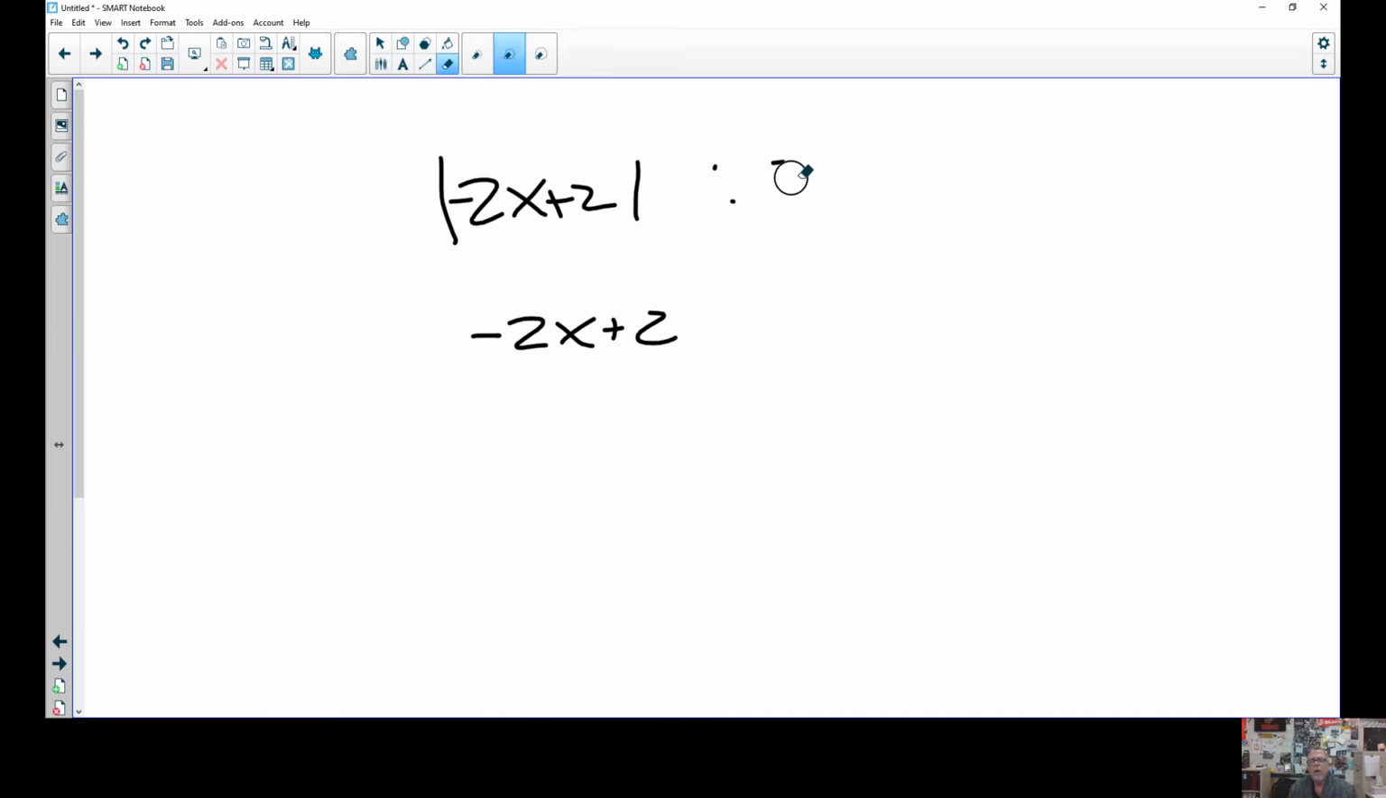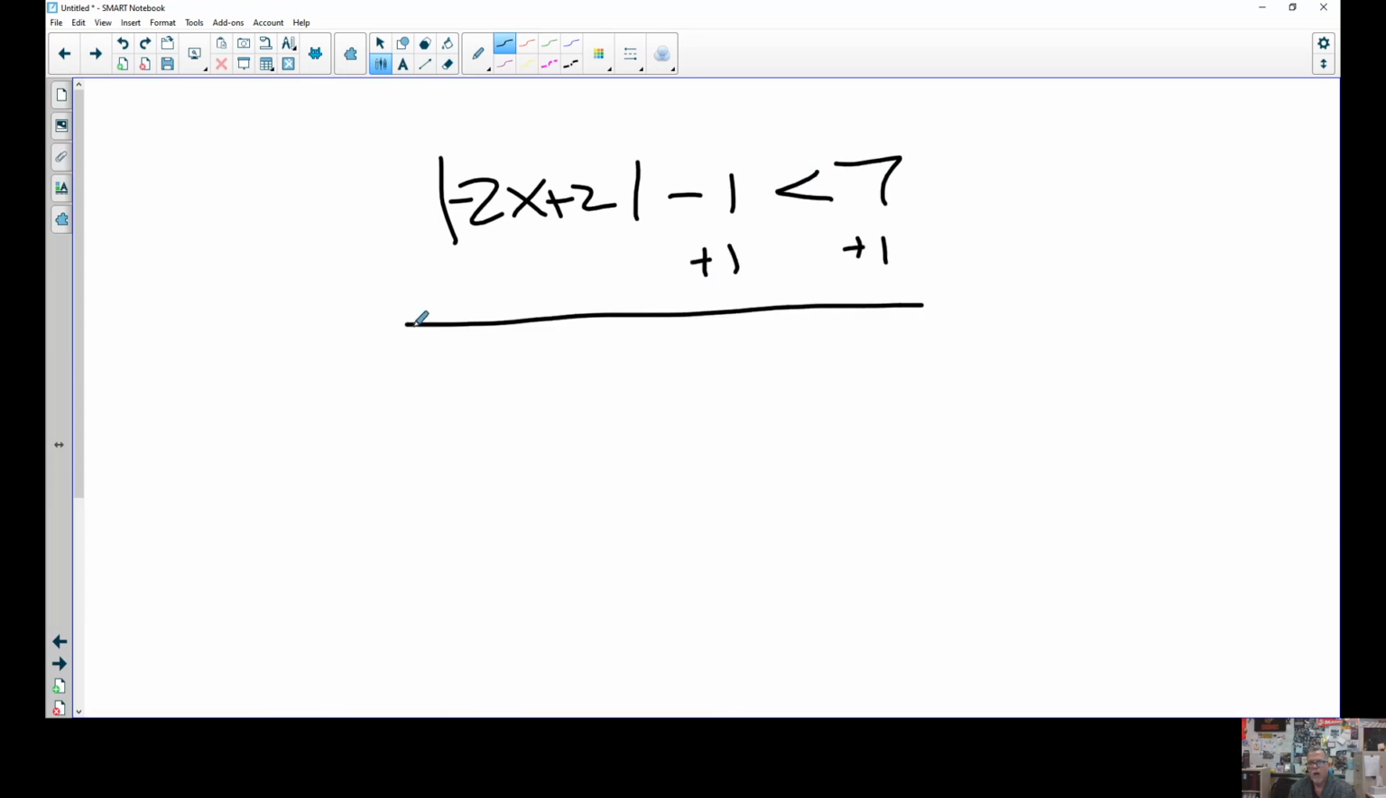Actually, I missed part of the problem, and I do have to worry about that. Sorry, guys. I'm in too much of a hurry. Minus 1 is less than 7. So we do have to do this first. Always do that first, just a reminder. Now we'd have the absolute value of negative 2x plus 2, less than 8, right? Adding 1 to each side.